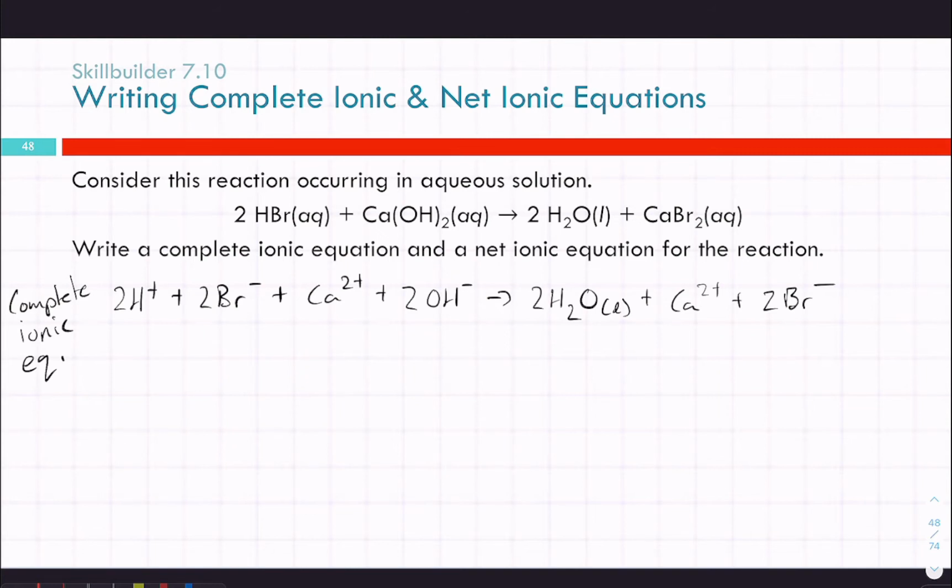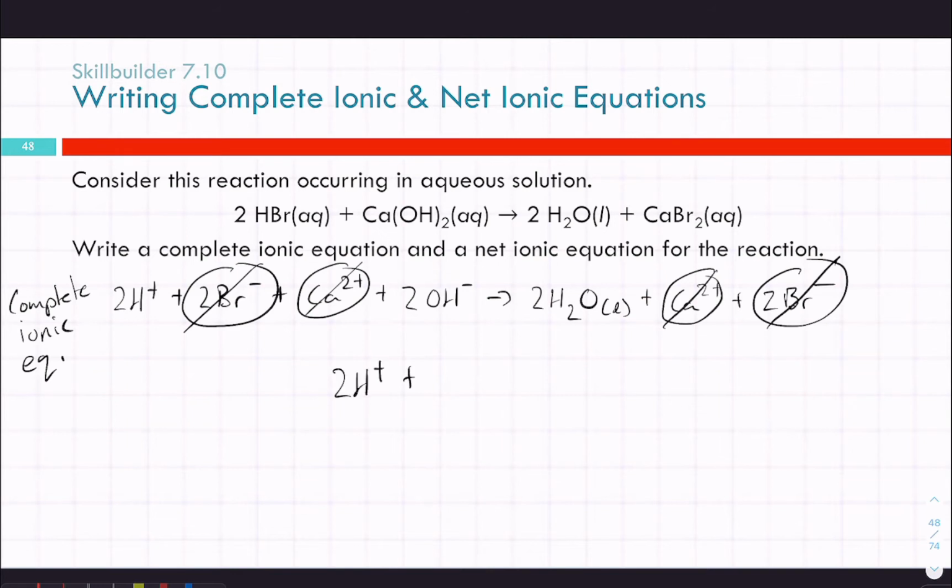Calcium is one of them. So calcium 2 plus is also calcium 2 plus. Bromide's the other one. So it's 2 Br minus, 2 Br minus on the right. So those are spectator ions. They haven't done anything. They're just sitting around and they're watching the hydrogens react with hydroxides to form water.